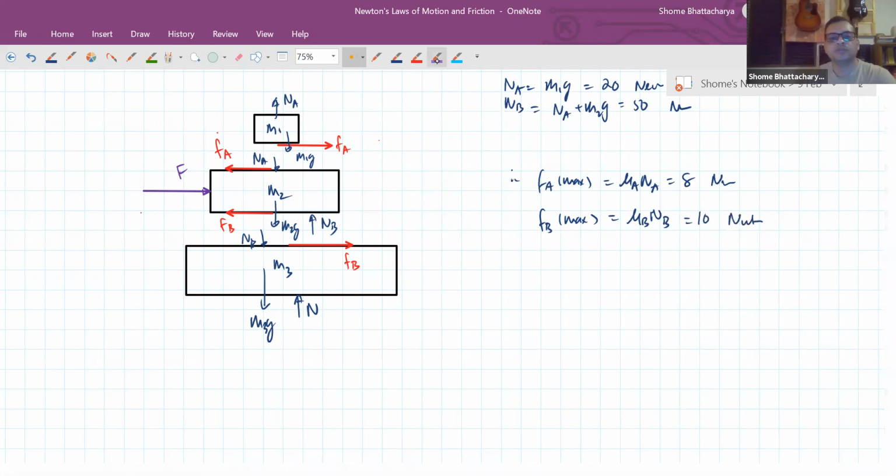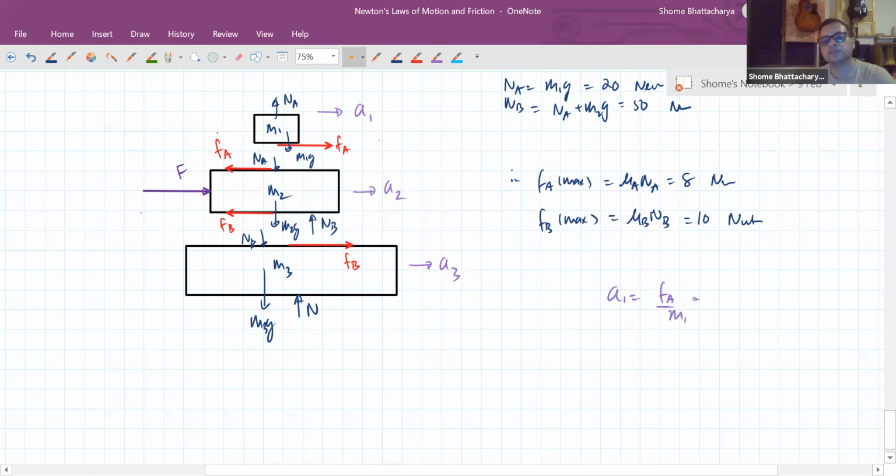So from that we can understand one thing very interesting: if you look at the acceleration of the first block, the acceleration of block M1 is equal to this friction divided by its mass. You can see that A1 should be less than or equal to, because this friction cannot exceed 8 newtons, 8 by 2 or 4 meters per second square. So this is going to be an important value for us, that no matter how much force we apply on the middle block, A1 cannot exceed 4 meters per second square.